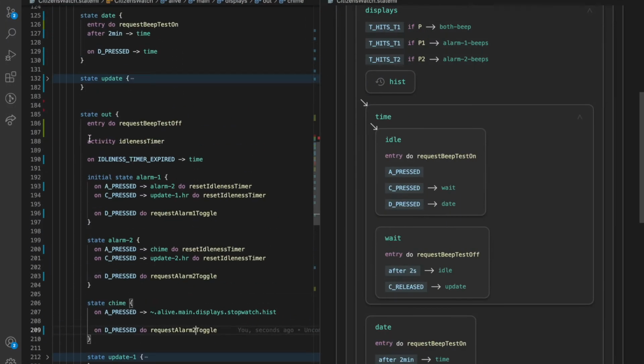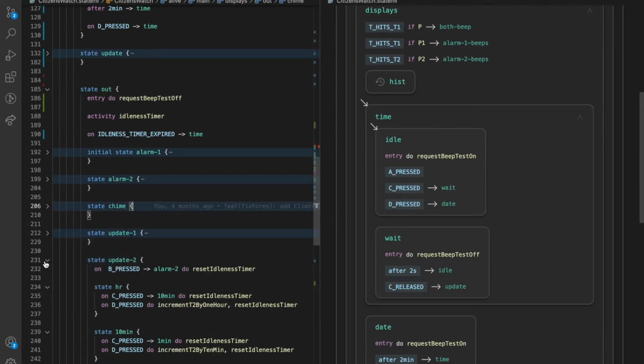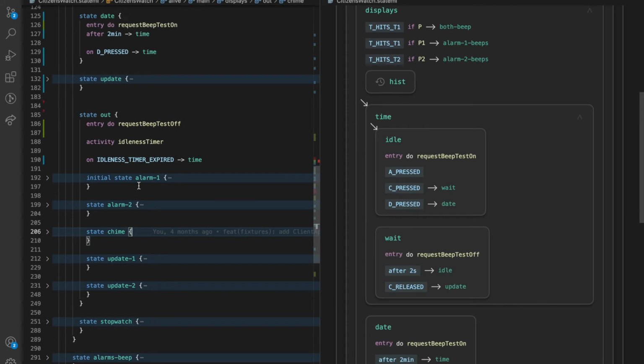And if we want to go into it, I'm just going to minimize these guys because we don't really care about them right now. How Andy modeled it is he has an activity called idleness timer. An activity is a stateful entity that has a state orthogonal to it. And that's how he's modeling this.